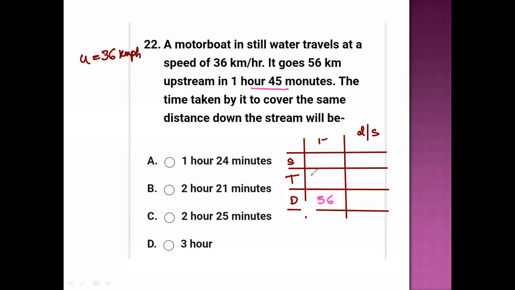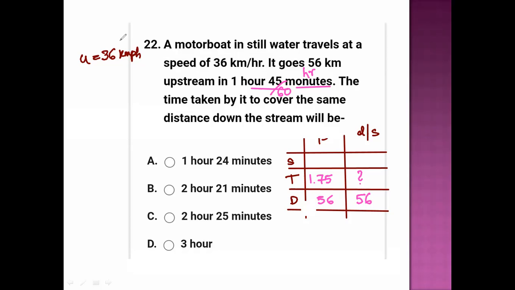1 hour 45 minutes is simply 1.75 hours. We can directly write it as 1.75 hour, or otherwise you take 45 by 60 and you'll get the same thing, 3 by 4. I am converting it into hours because I want it in hours, not in minutes. The time taken to cover the same distance downstream is what we need to find.